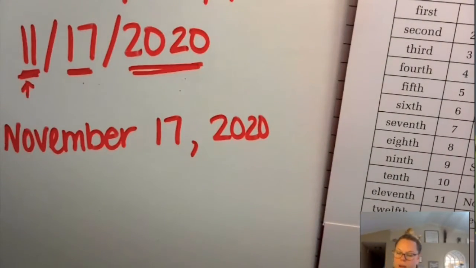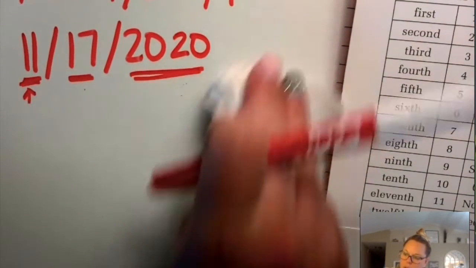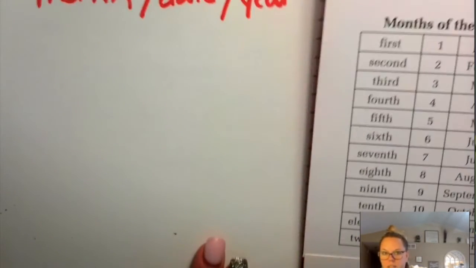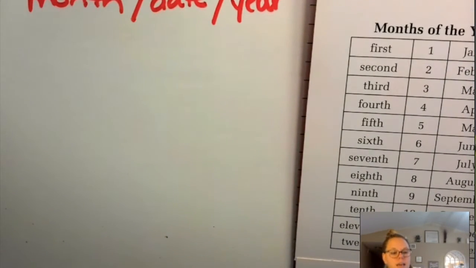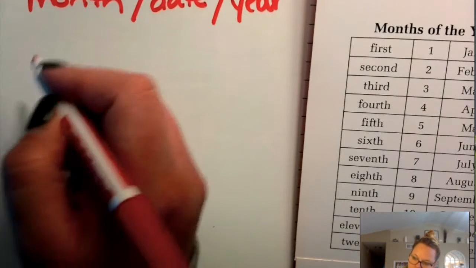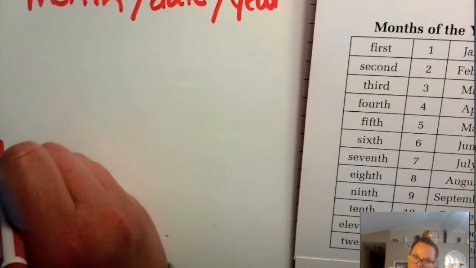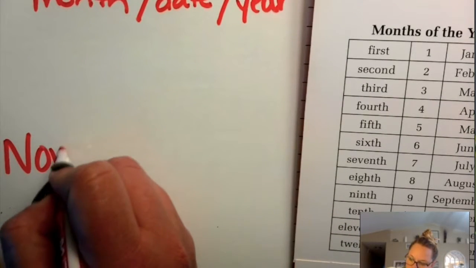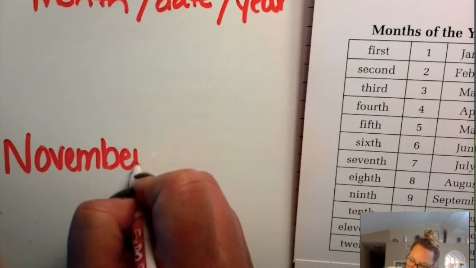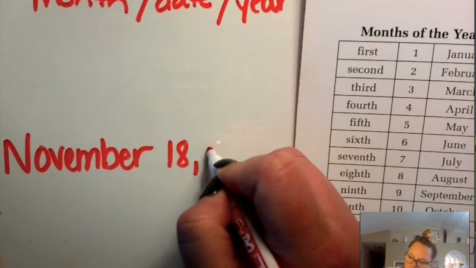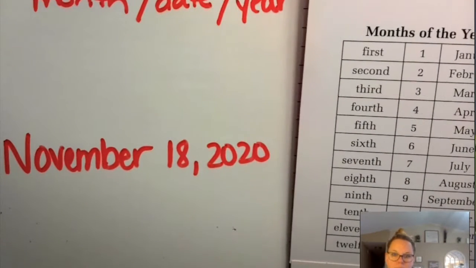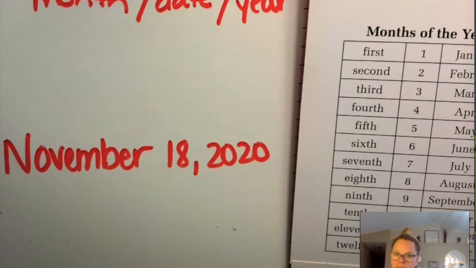Go ahead and erase this part right here. So when I'm working with digits, it's always the digit for the month, then the date that we're on, and then the year. So let's do tomorrow's date. I'm going to tell you that tomorrow will be November 18th, 2020. And I want to write that using digits.